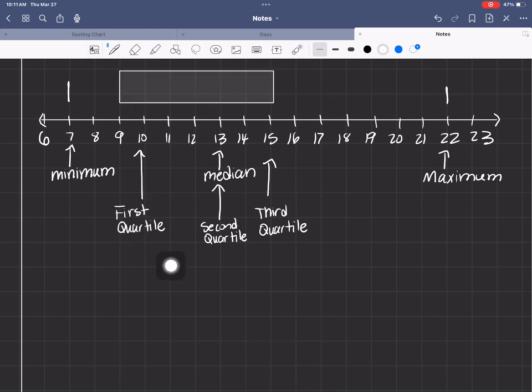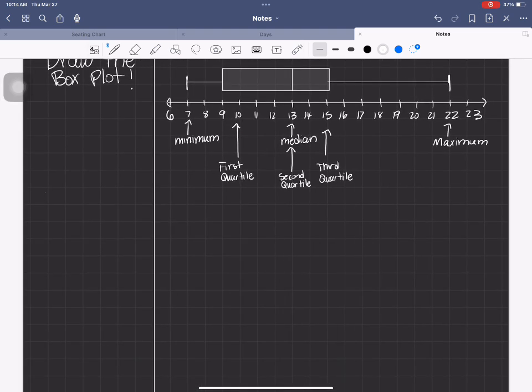Now, here it gets a little tricky. I draw my minimum line and my maximum line at the top, and then I'm going to draw my box between the first quartile and the third quartile, and then I'm going to label my median right in the middle. This is what a box plot is, okay?